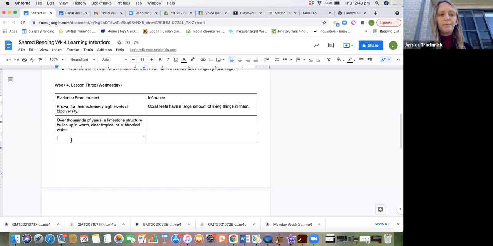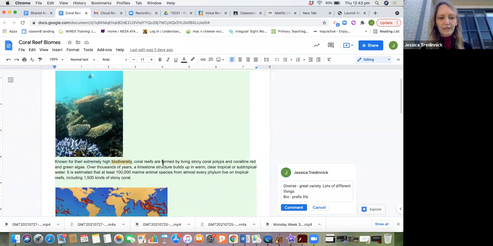So another one could be, let's look at evidence from the text. It says, over thousands of years, a limestone structure builds up in warm, clear, tropical or subtropical water. Now that's evidence from the text, so I should find it in the text. Let's go and have a look. Okay, it's my second sentence. Over thousands of years, a limestone structure builds up in warm, clear, tropical or subtropical water. So it is my second sentence.